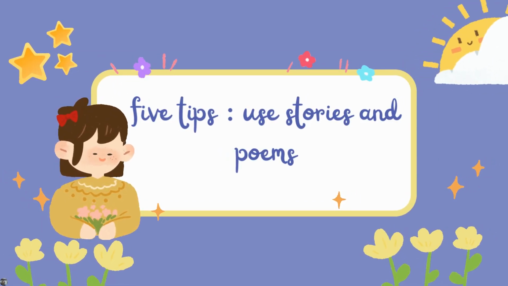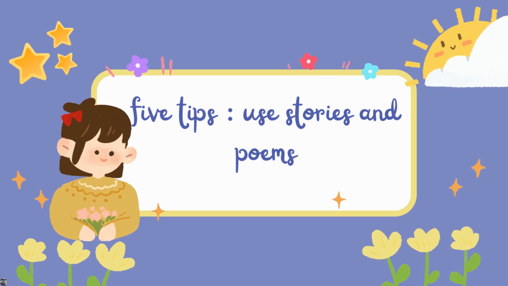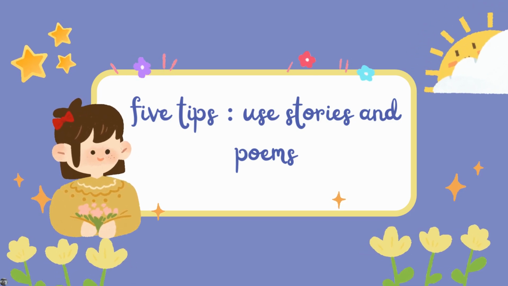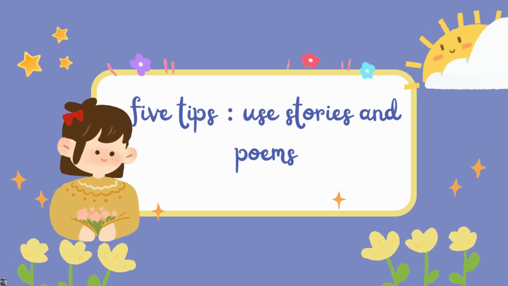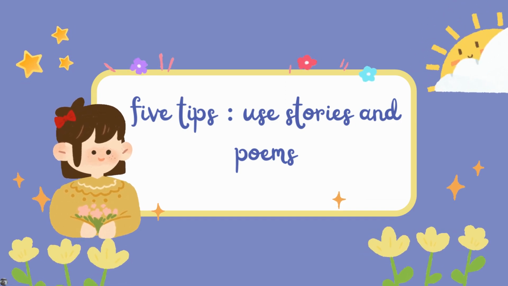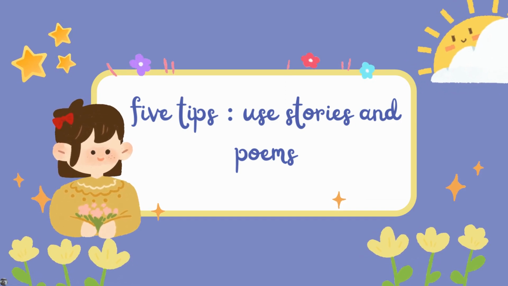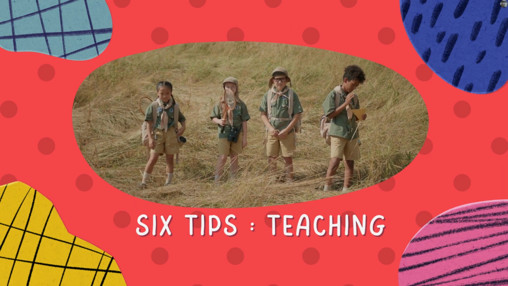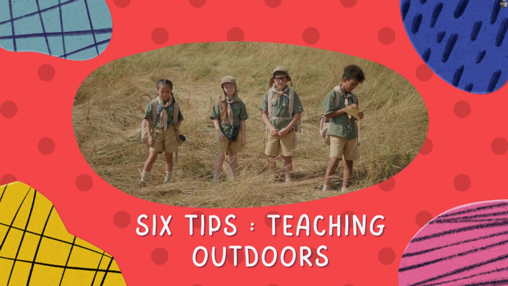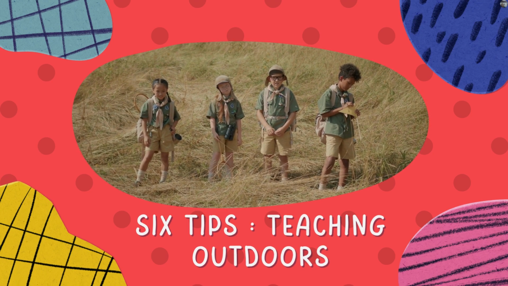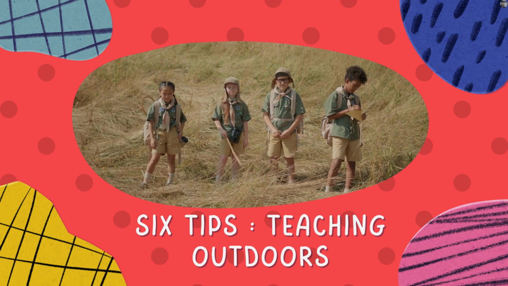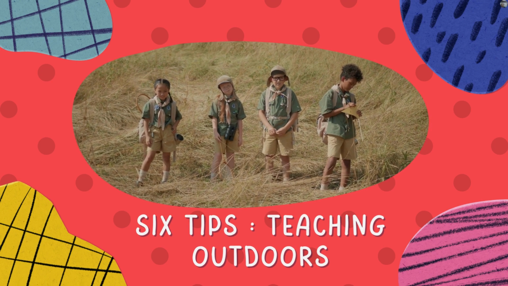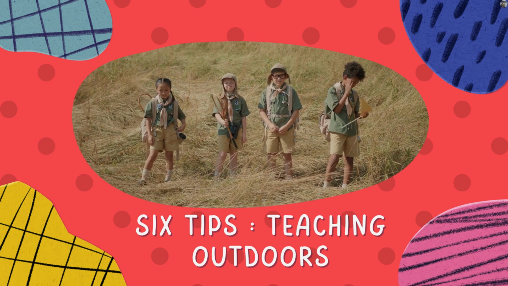The fifth tip is stories and poems. As a teacher, we must be able to attract sympathy and attention from the students to learn, right? So, this method can attract attention from the students to learn about grammar, especially young learners. The sixth tip is teaching outdoors. This tip aims to make it easier for young children to remember English words, because they can learn by direct interaction with nature and the things around them.